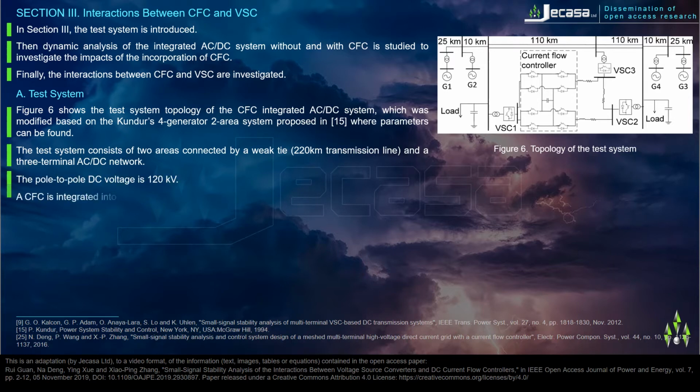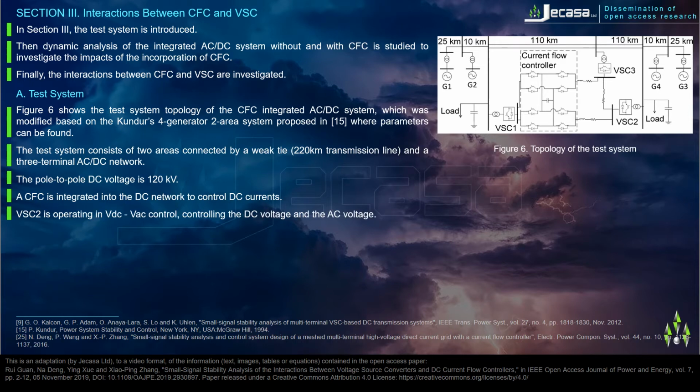The CFC is integrated into the DC network to control DC currents. VSC2 is operating in VDC-VAC control, controlling the DC voltage and the AC voltage. VSC1 and VSC3 are operating in PVAC control, controlling the active power through the converters and the AC voltages.